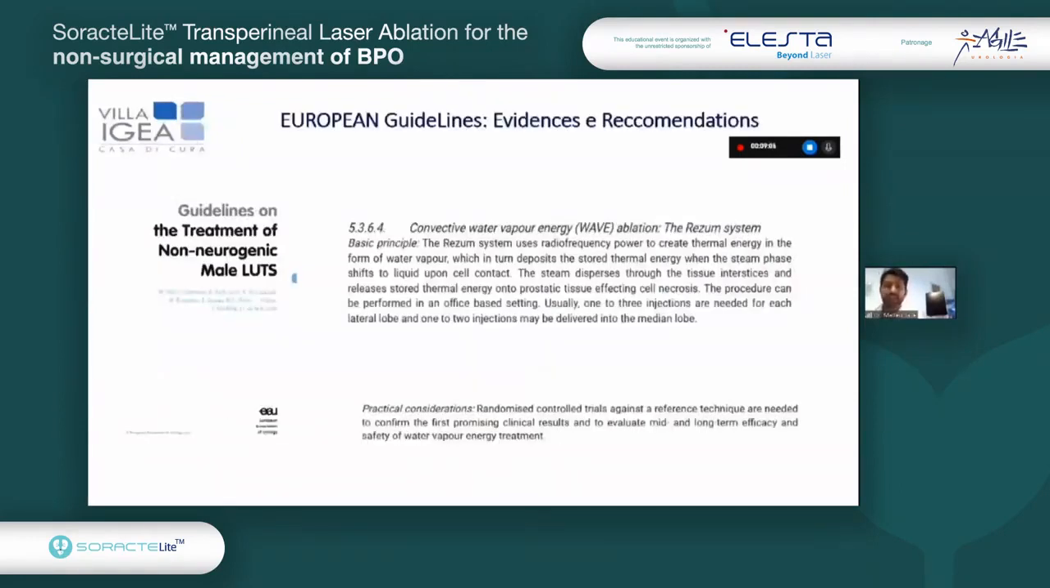The European guidelines are quite enthusiastic about the technique, but what the guidelines tell us is that there are no data, above all mid and long-term data, to confirm the result. But as you see, they define it promising. Especially we're lacking RCT control against the reference technique. So that will be the way to go for the years to come.